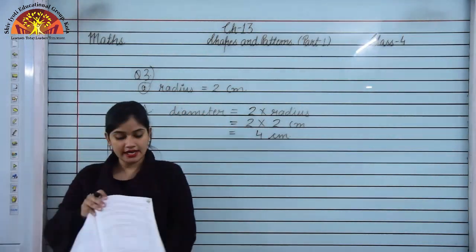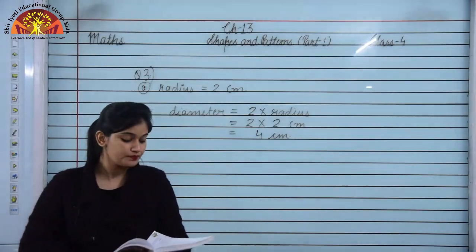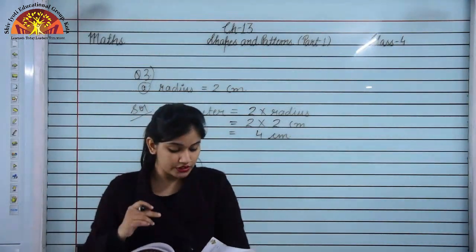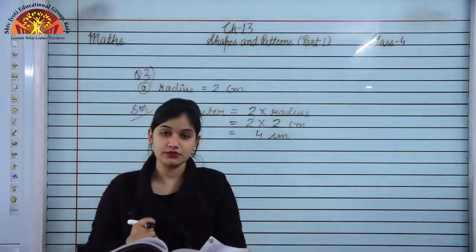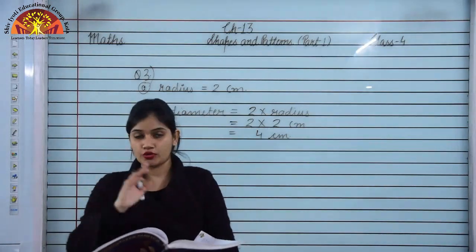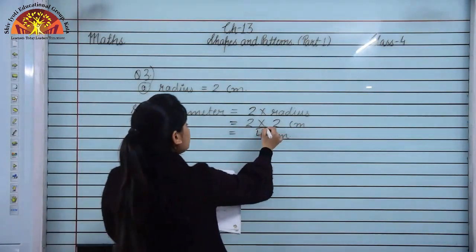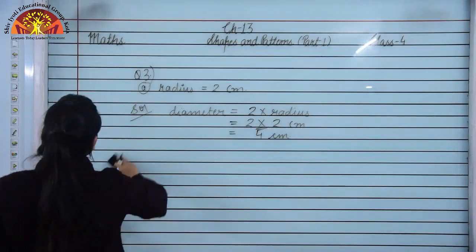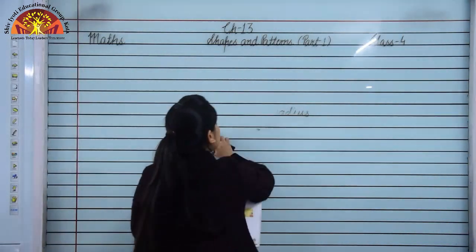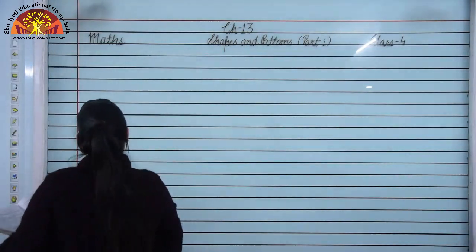So now we'll take the next question, that is question number 4. Find the radius of the circle whose diameter is given below. Now in question number 4 we have some diameters, okay, and we have to find the radius. So what will we do now? Just the opposite of this question, we multiplied by 2 in question number 3. In question number 4 we'll divide by 2 to find the radius of a circle.